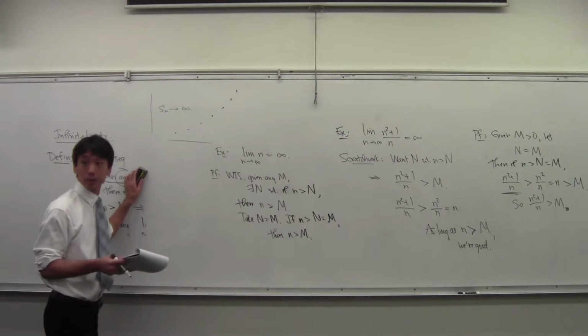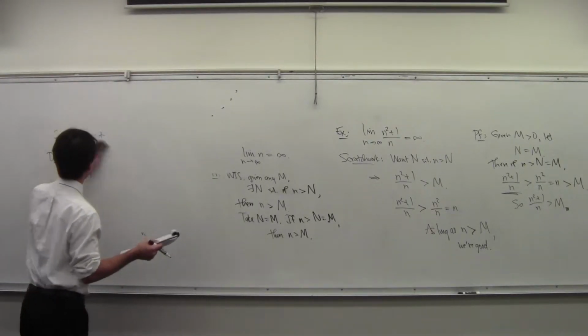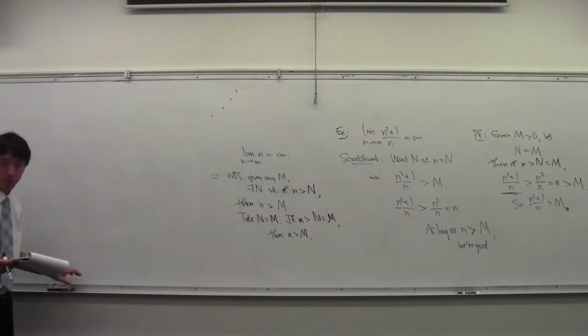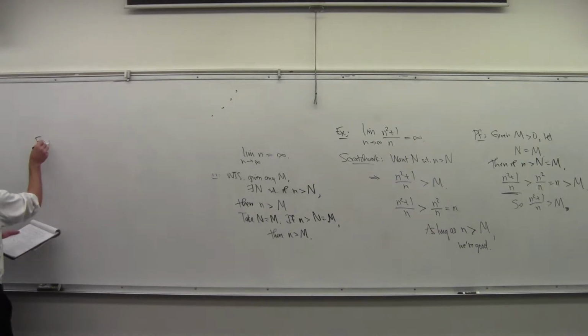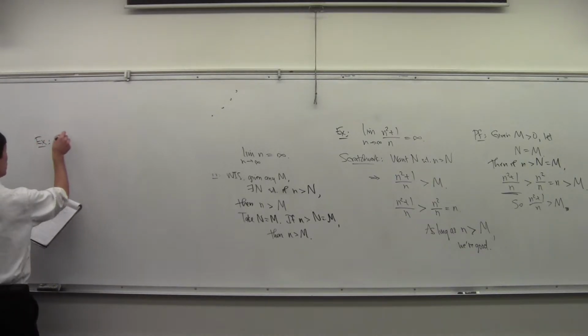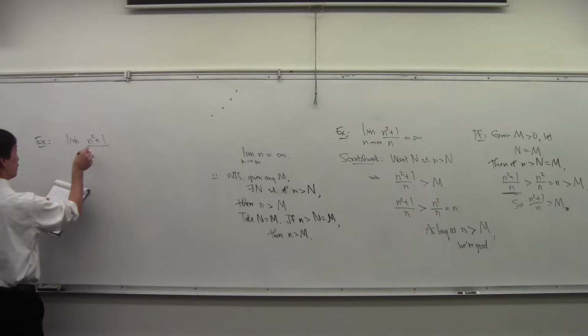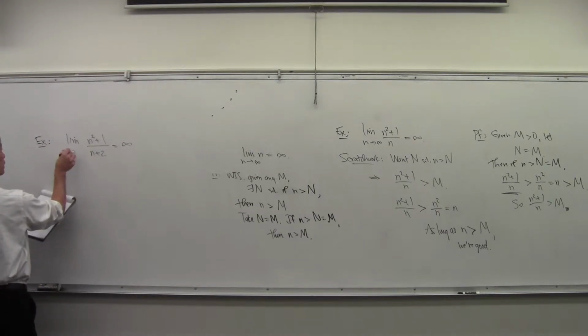Any questions? Okay. Let me do a couple more examples. They're sort of along the same lines of what you've seen before, so here's one. The limit of (n squared plus 1) over (n plus 2) is infinity as n goes to infinity.